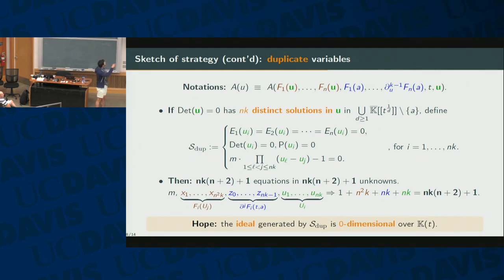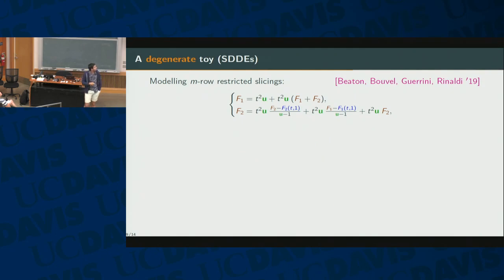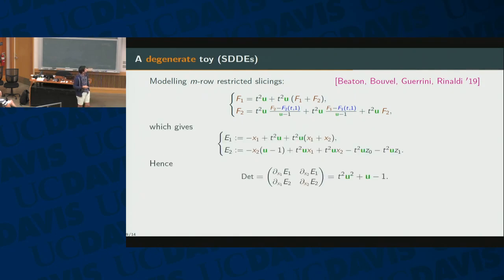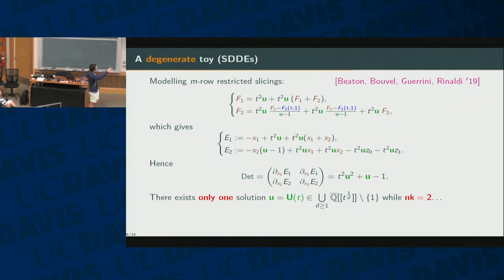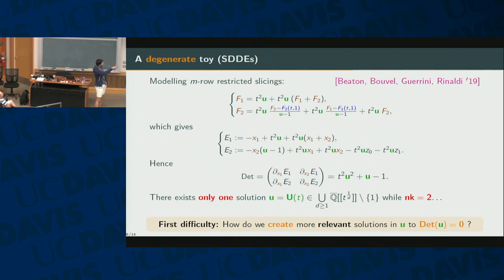But the thing is that this is only if det has NK distinct solutions in u. And there are some examples in the literature where it is not the case. So here, for this system, we obtain this polynomial det, and it is straightforward to see that there exists only one solution which has positive exponent in t, because the equation is of a fixed point type. But NK is equal to 2, so there is a problem with what I was saying before. And so we should understand how to create more equations to this equation that u is equal to 0.